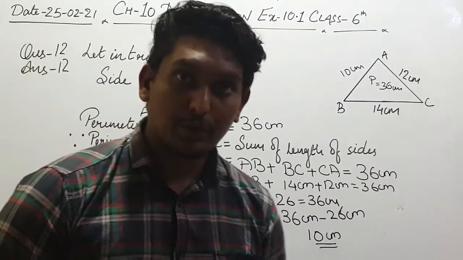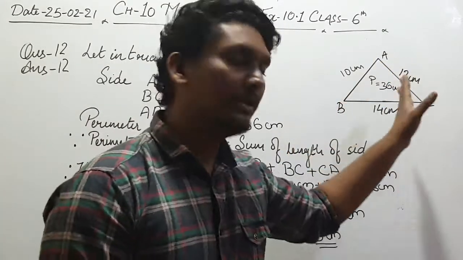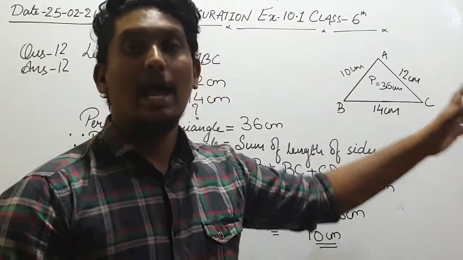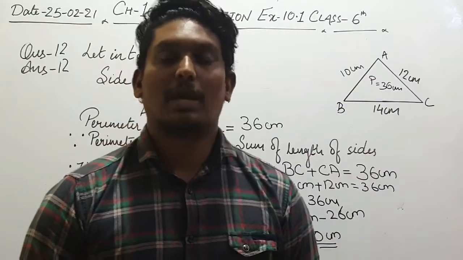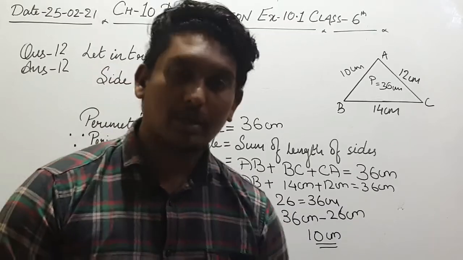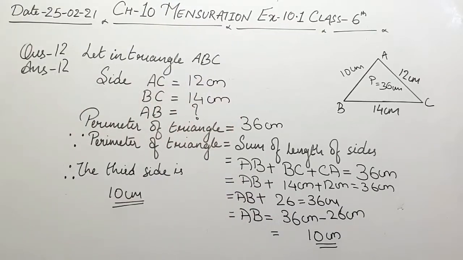Hope the question is clear to you. Two sides are given and the perimeter is also given. We have to find the third side. We add the two sides and subtract that sum from the perimeter. Then we will get the third side. Hope the question is clear to you. Just go through it.